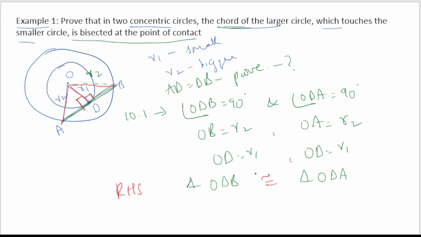If both the triangles are congruent, then the corresponding sides and corresponding angles are equal. So this implies AD is equal to DB, because these both are corresponding sides. And hence we have proved that the chord of the larger circle is bisected at the point of contact.